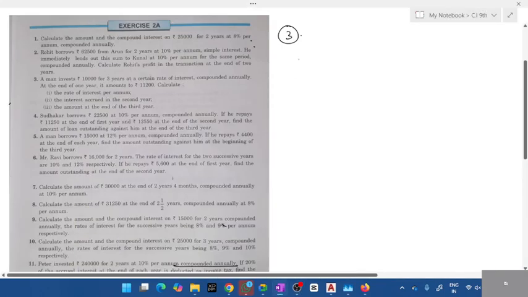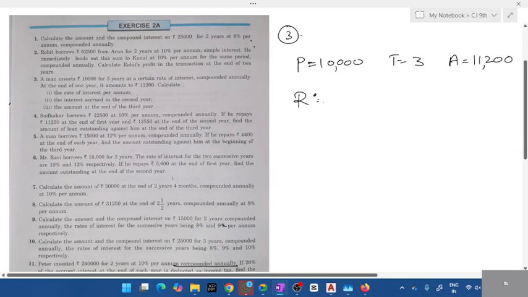Okay, a man invests rupees 10,000. Principal is 10,000, right? Time is equal to 3 years. Rate is not given. Amount is given. Amount is 11,200. In order to find rate, students, which formula is required?